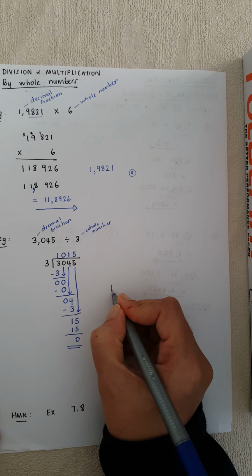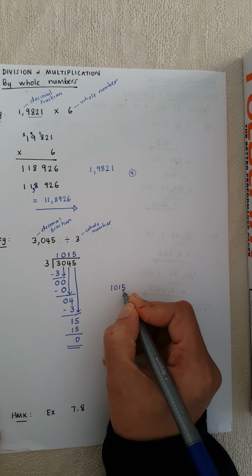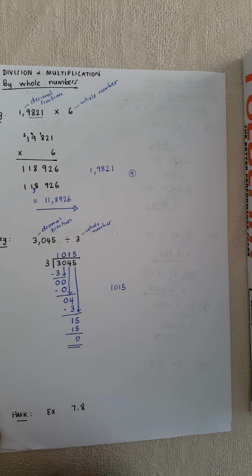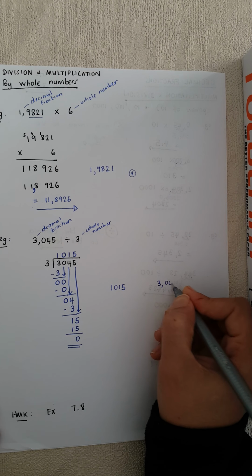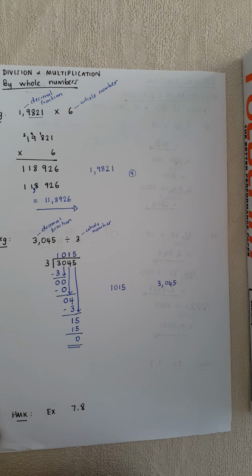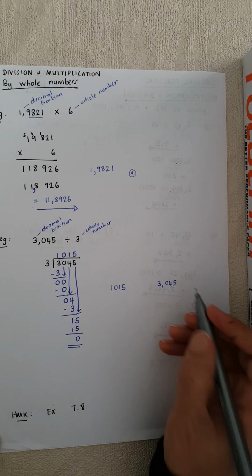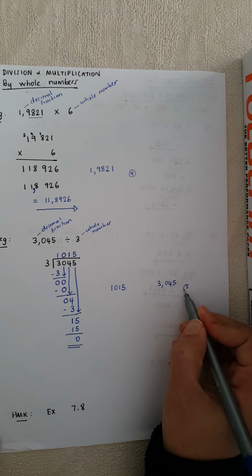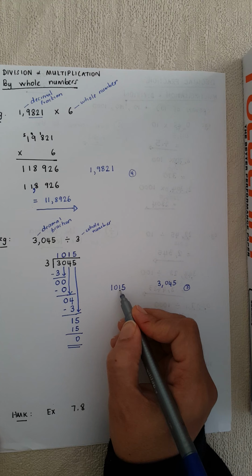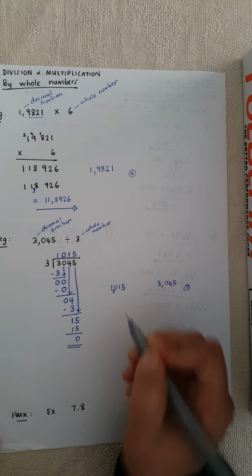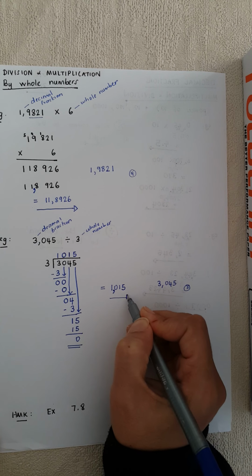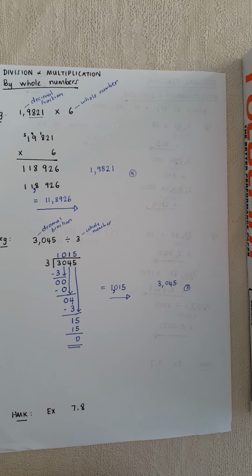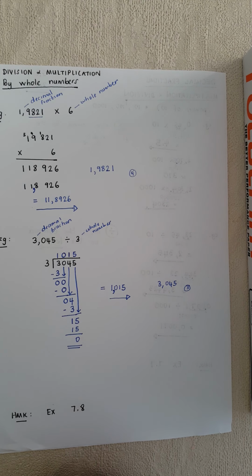My answer is 1015. So my answer is not complete, right? What I have to do is look at my original question. I've got 0,45. I'm looking at the decimal fraction part of my question. 1, 2, 3. I've got 3 spaces. So 1, 2, 3. I insert my comma in there, and my final answer would become 1,015.